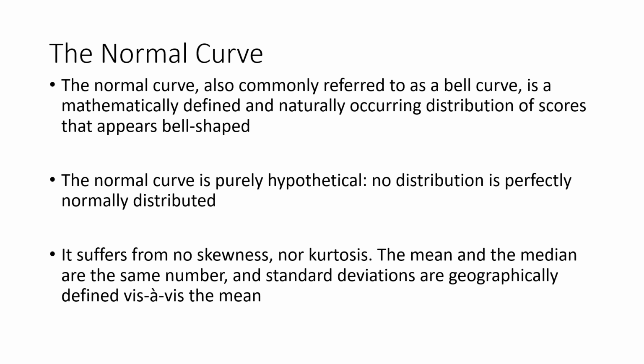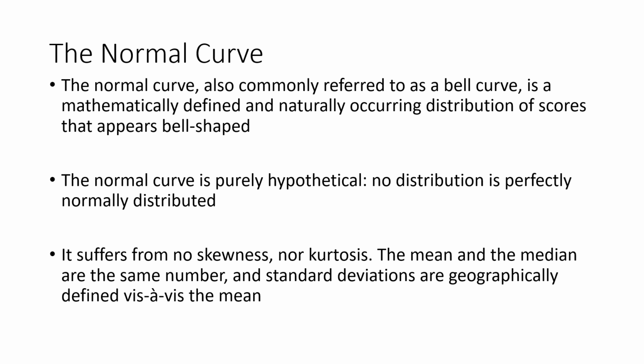So I define the normal curve as a mathematically defined and naturally occurring distribution of scores that appears bell-shaped, right? I should say mostly naturally occurring. As we'll talk about briefly here, no distribution is ever perfectly normal. But generally speaking, you do see in nature, whether in the social world or the natural world, bell-shaped distributions in ordinal or scale level variables.